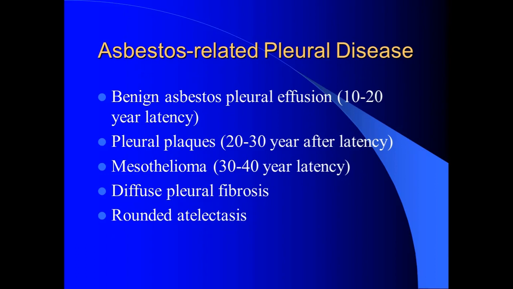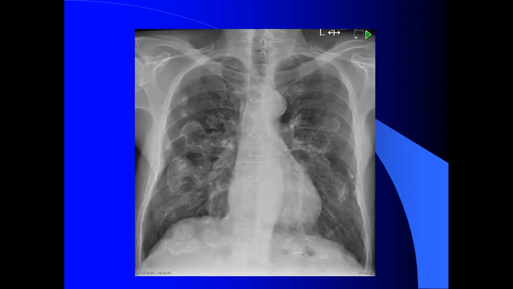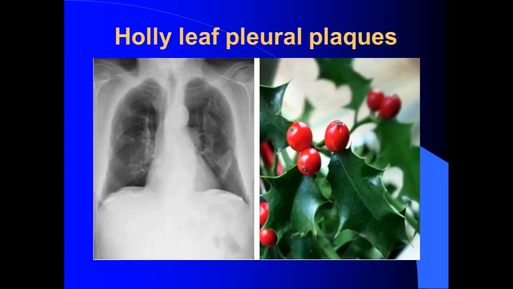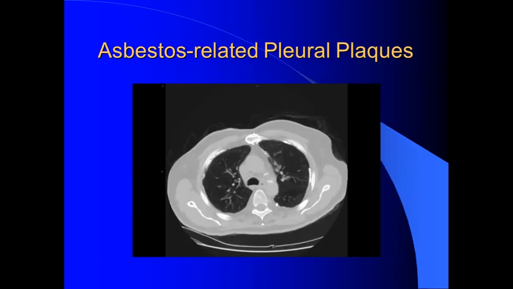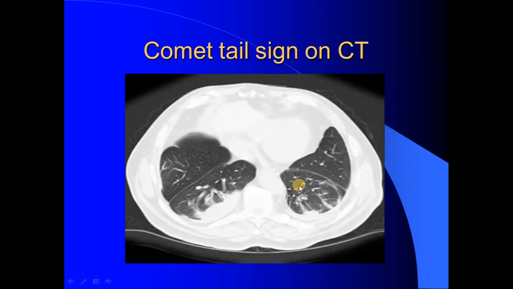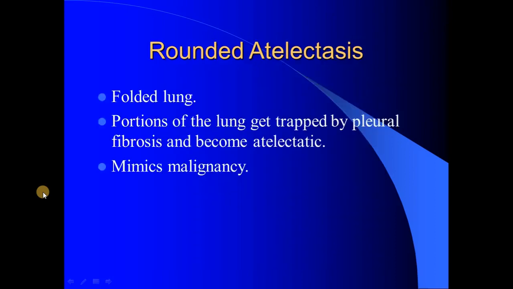Asbestos-related pleural disease: we have benign asbestos pleural effusion, pleural plaques, mesothelioma, or round atelectasis. As we see here, there are multiple pleural plaques bilaterally in a patient with asbestos plaques. The holly leaf sign can also be discovered by CT scan: calcification of the parietal and visceral peripheral pleura. This is also round atelectasis, bilateral, in a patient with asbestos changes. This picture is a benign condition and can also mimic malignancy.